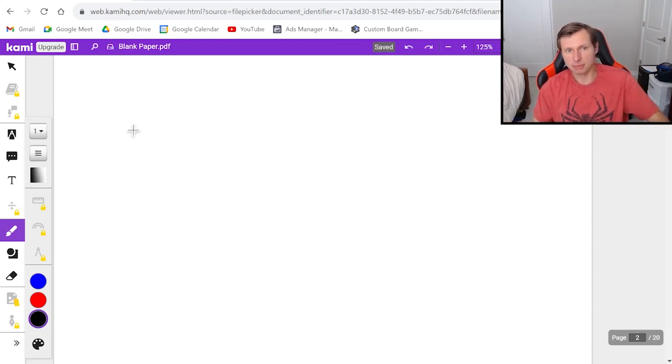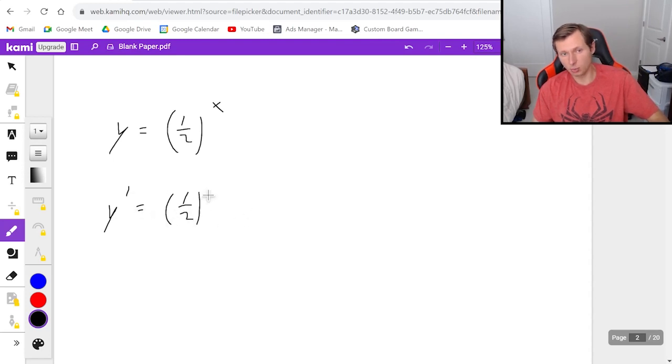Here's the next one we have. y equals 1/2 to the power of x. Go ahead, try this one now. See if you can figure out what to do with that 1/2. And here's the solution. So y prime is going to be, first, I still rewrite it, 1/2 to the x. The derivative of x is just 1, so times 1, you don't even need to write that technically. And then because this is no longer e, you have to write natural log of 1/2.